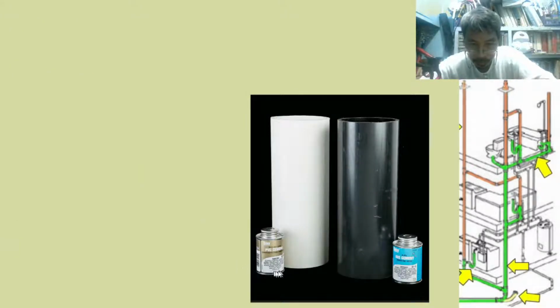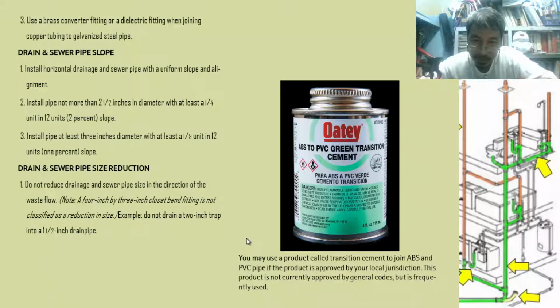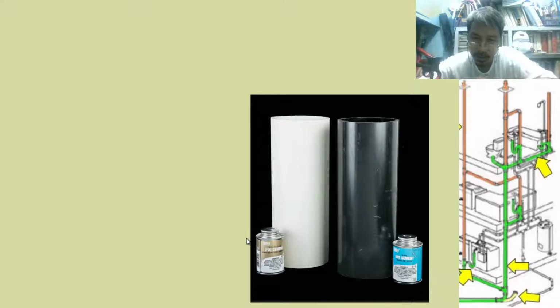Okay, so another picture for cement. So, can we say that this is a blue cement and what silver cement? So, the same brand of cement being used in United States. OT. ABS to PVC green transition cement. This is what? PVC cement, OT cement. This is ABS. So, this is ABS material. This is PVC. Okay.